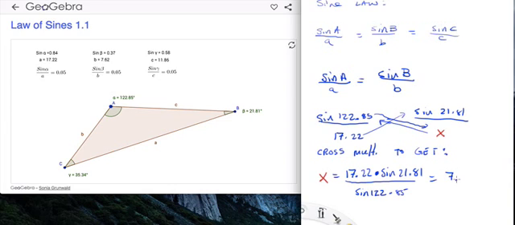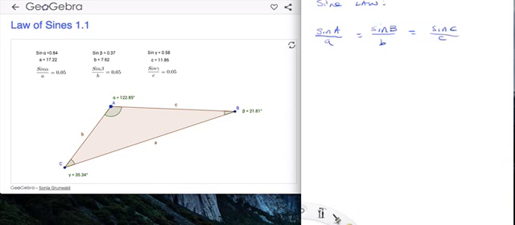On the calculator, this will give me 7.62, and therefore the side that I'm missing is 7.62 units long. If you check the triangle on the left, you can see that this length is 7.62.